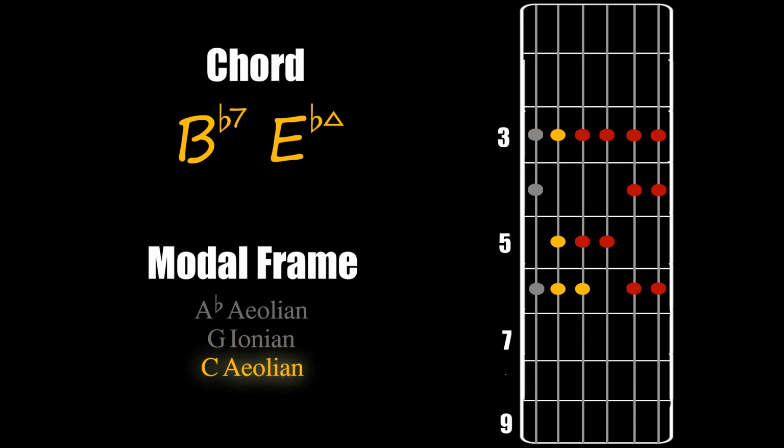So continuing on, next is B flat 7 to E flat major. Both chords can be facilitated by using C Aeolian as a framework. C Aeolian is the 6th scale degree of E flat major, which is our destination chord. And B flat 7th is the natural dominant of E flat major, so it belongs to it naturally.